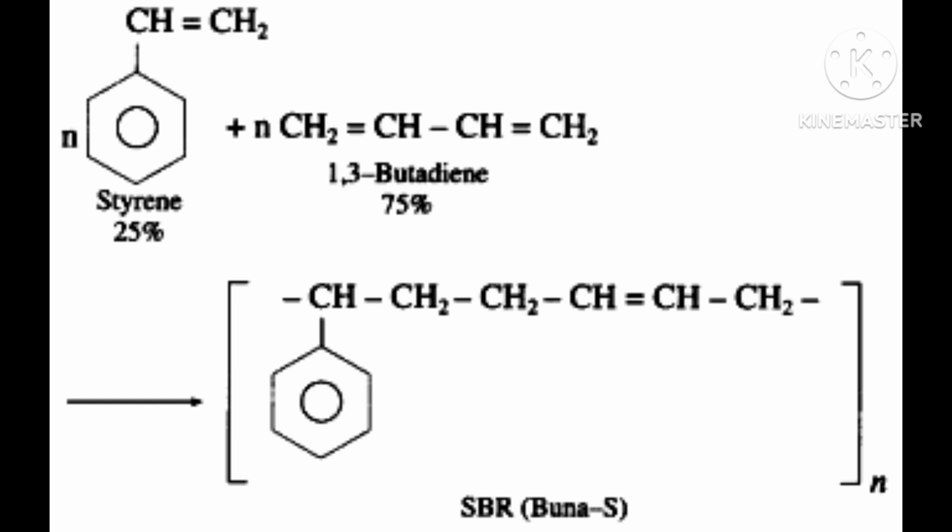Then the reaction I am telling you. Melamine formaldehyde polymer is formed by the condensation polymerization of melamine and formaldehyde. Then what is the structure of melamine? It is very easy to remember, very easy to remember.